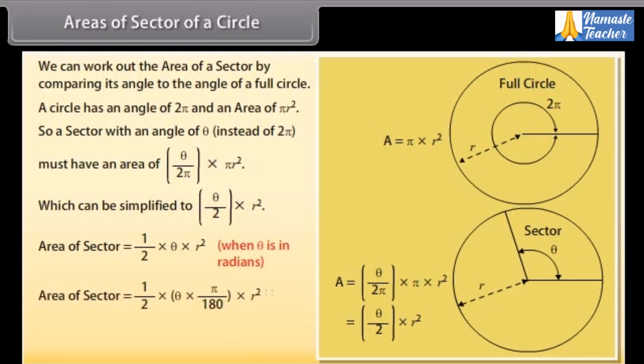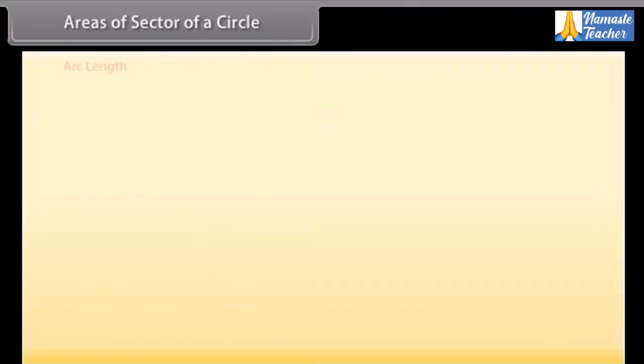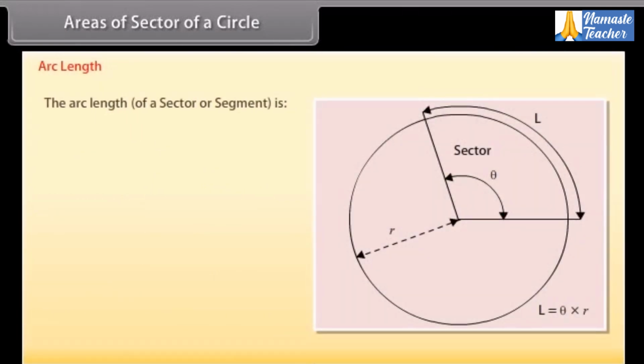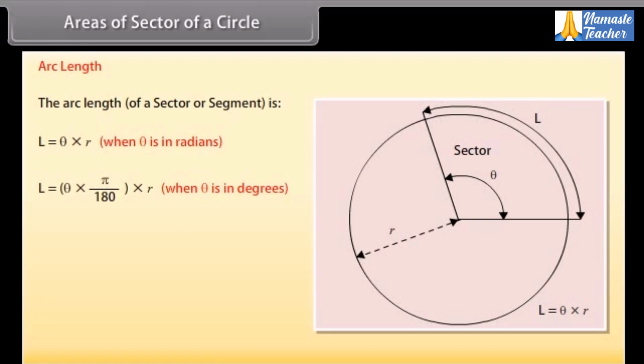Area of sector is equal to 1 upon 2 into theta into pi upon 180 into r square when theta is in degrees. Arc length. By the same reasoning, the arc length of a sector or segment is L is equal to theta into r when theta is in radians. L equals theta into pi upon 180 into r when theta is in degrees.